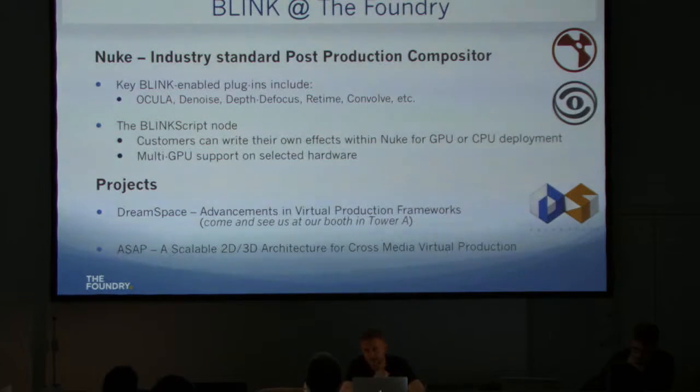And then more relevant perhaps to this talk, we have a special Blink script node. The Blink script node allows people, within Nuke itself, to code their own algorithms, their own effects within Nuke, have them translated, and have them run on the GPU, so that people can get the full experience of GPU acceleration without having to have any other tools. And on certain hardware configurations, the Blink script can make use of multiple GPUs if they exist.